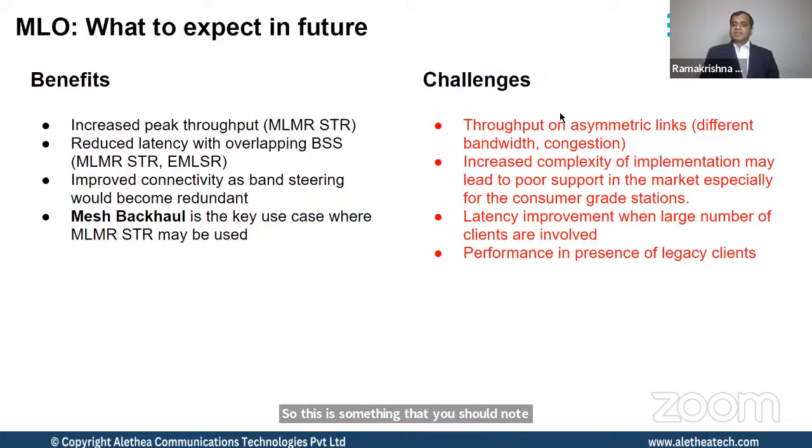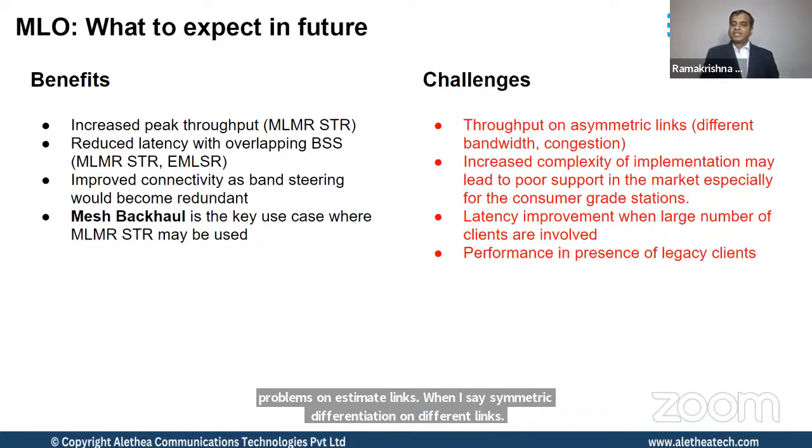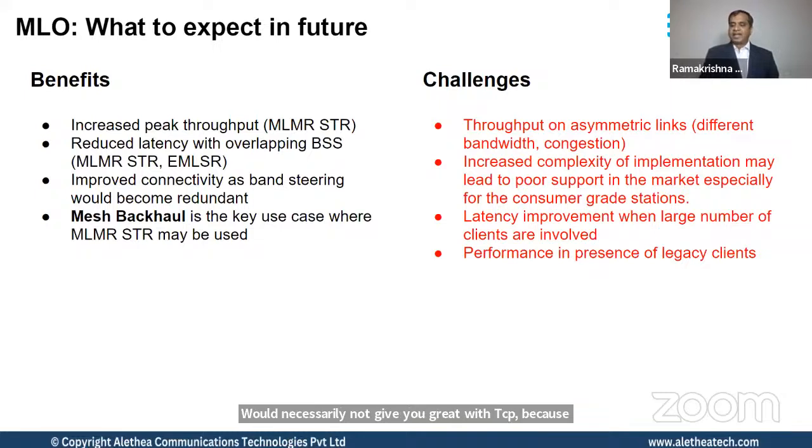The challenges, I would say, are that there can be problems on asymmetric links. When I say asymmetric, different bandwidth and congestion on different links would not necessarily give you great throughput with TCP, because TCP is an ACK-based mechanism, and this is likely to take a little more complexity for it to work. So you should note that.